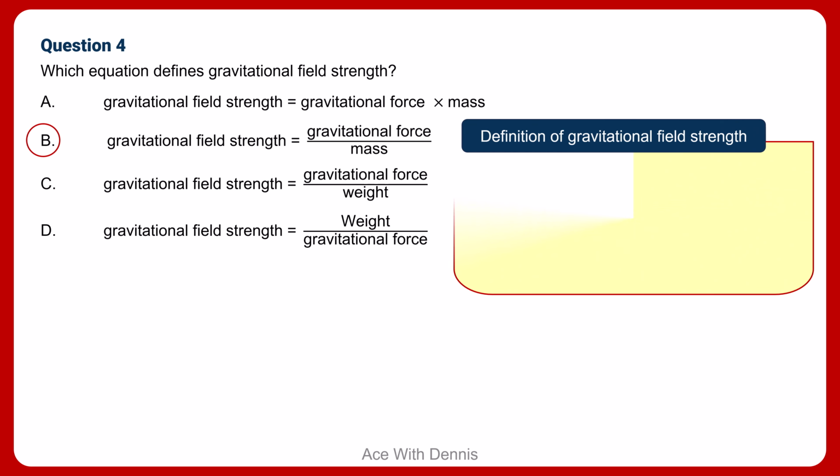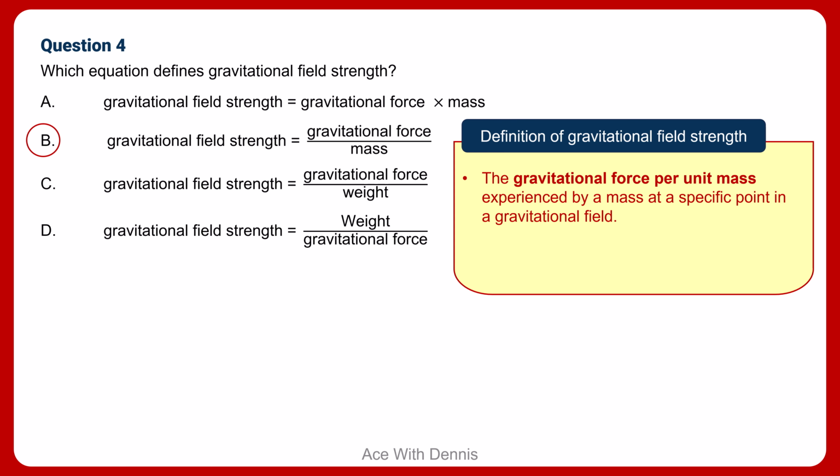So, recall the definition of gravitational field strength, which is the gravitational force per unit mass experienced by a mass at a specific point in a gravitational field. It is a measure of how strong the gravitational field is at that location. Hence, the answer is B. Gravitational field strength equals gravitational force divided by mass.